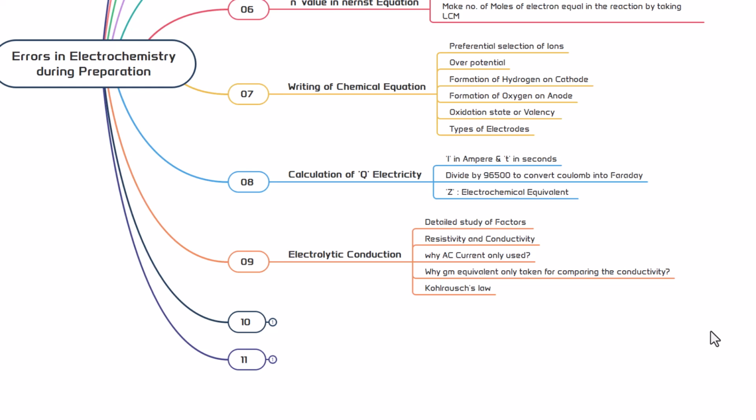Then Kohlrausch's law to find the limiting molar conductivity for the weak electrolytes. In that, the difference between the ions we should study first, and accordingly we can apply them.